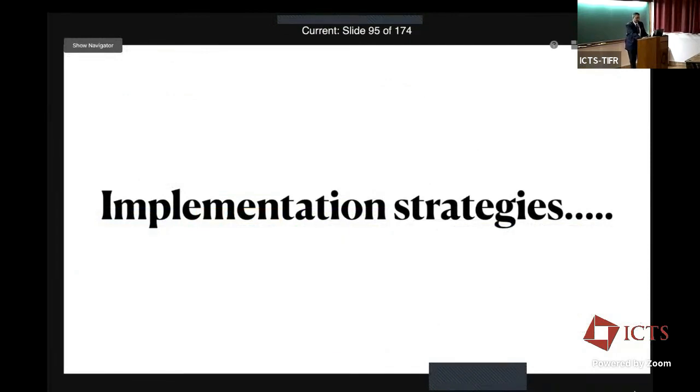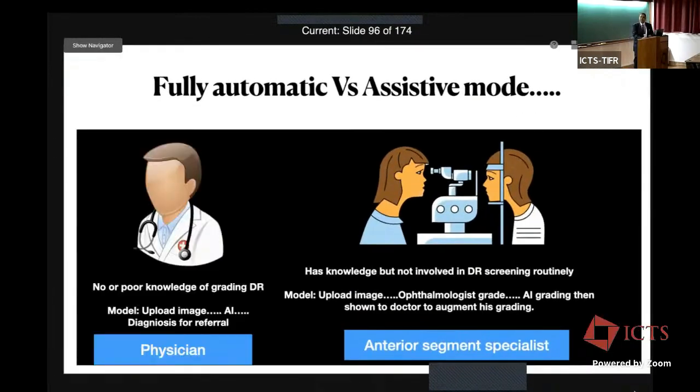How can we implement these in day-to-day practice? There are a couple of ways. It can be a fully automatic way, like a physician clinic that has very poor knowledge of grading diabetic retinopathy. The images are uploaded, the AI gives a diagnosis and he refers. Or how we use it at Sankara Nethralaya, because we are 100 ophthalmologists. Where this can add value, we are only 19 retina trained. Others are anterior segment who do only cataract surgeries. So there we use it more as an assistive tool.